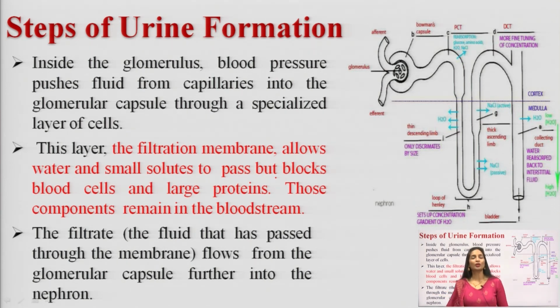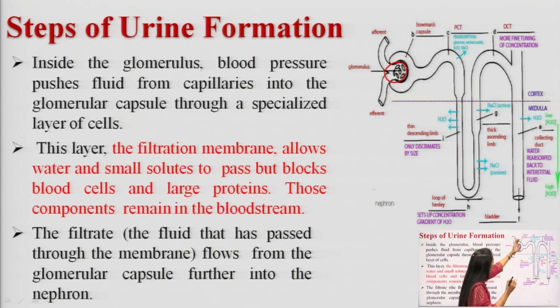So inside the glomerulus, when the blood pressure pushes the fluid from the capillaries into the glomerular capsule through specialized cells, then what is going to happen? The filtration process begins, and this pushing allows the smaller particles or just water into the rest of the parts of a nephron, and the larger proteins and blood cells will be blocked in the glomerulus. Okay. So see here students, this is a glomerulus.